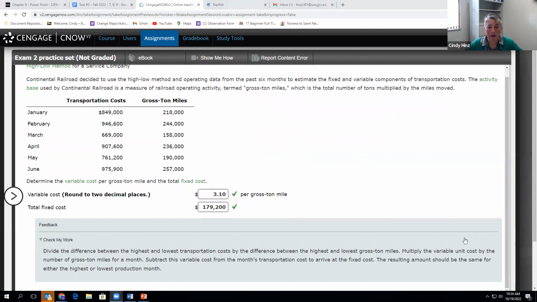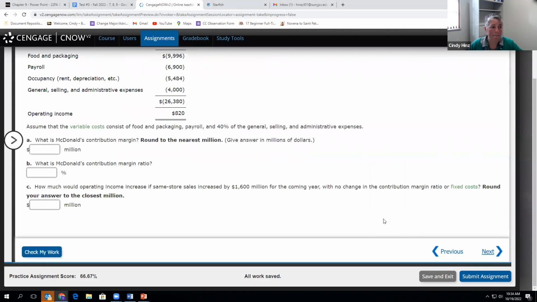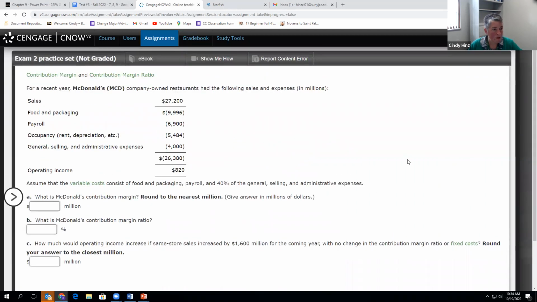And let's keep going. Contribution margin and contribution margin ratio. For a recent year, McDonald's, MCD is the stock trading symbol for McDonald's, company-owned restaurants had the following sales and expenses. Assume that the variable costs consist of food and packaging, payroll, and 40% of the general, selling, and administrative expenses.